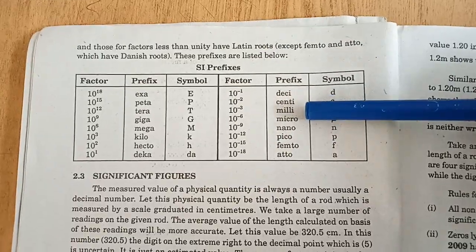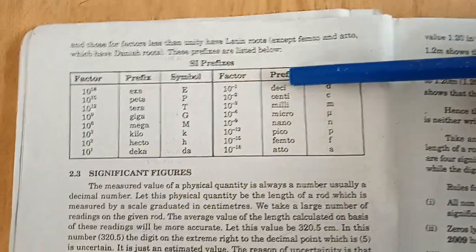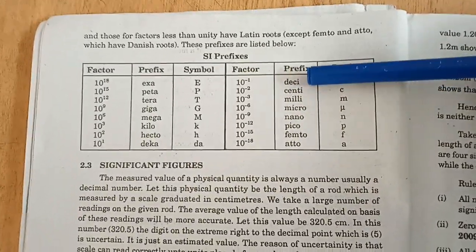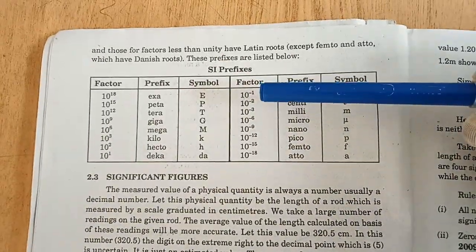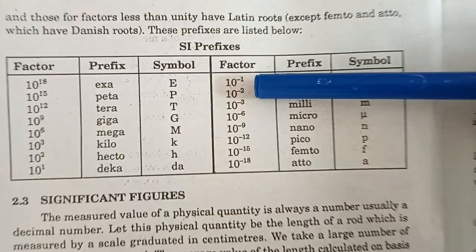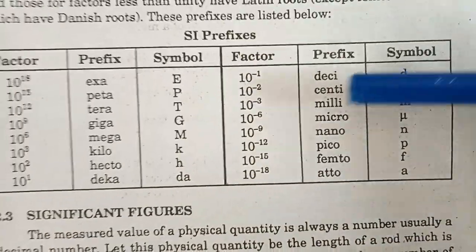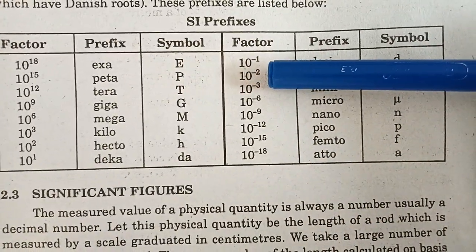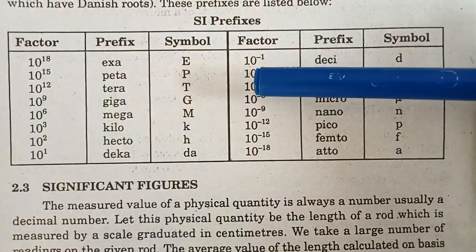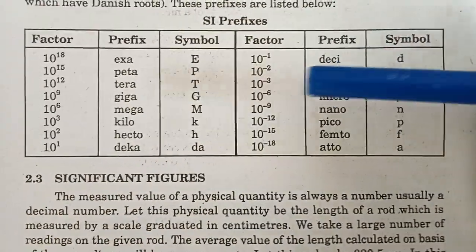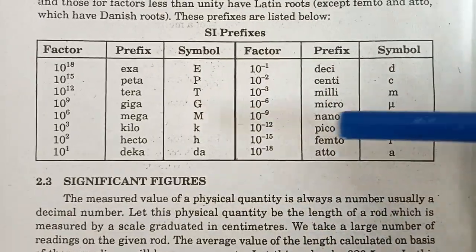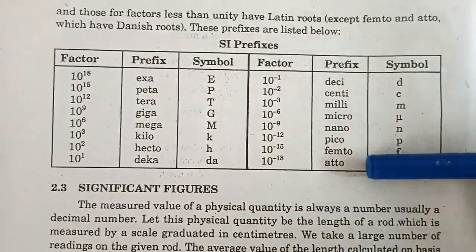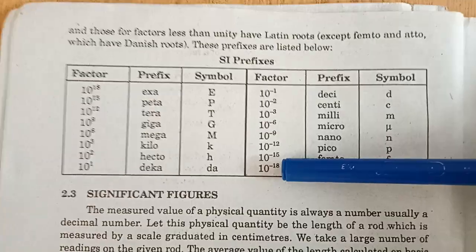Deci, centi, milli. Remember? So deci, what do we mean by deci? Deci is representing the factor 10 raised to power minus 1. Centi is representing the factor 10 raised to power minus 2. Okay? Milli is representing the factor 10 raised to power minus 3. Micro is representing 10 raised to power minus 6. Nano 10 raised to power minus 9. Pico 10 raised to power minus 12. Femto 10 raised to power minus 15. And atto 10 raised to power minus 18.